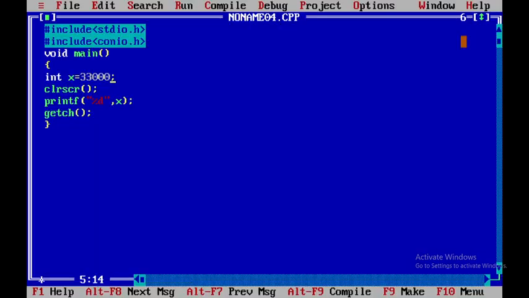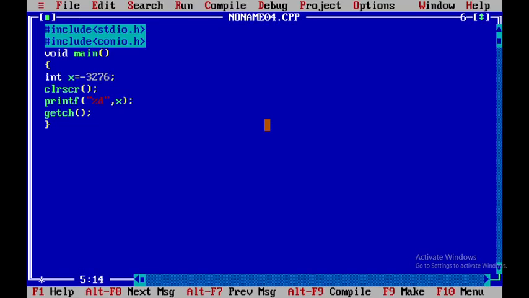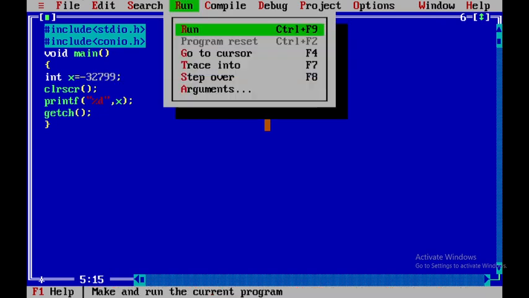Why? Because for a positive number the maximum is 32,767. So if you want to print or store only a positive number, you can convert this negative to positive also. Similarly for negative you can use up to negative 32,768. But if you try to print a larger number, then it cannot print. Okay, it gives the wrong output.